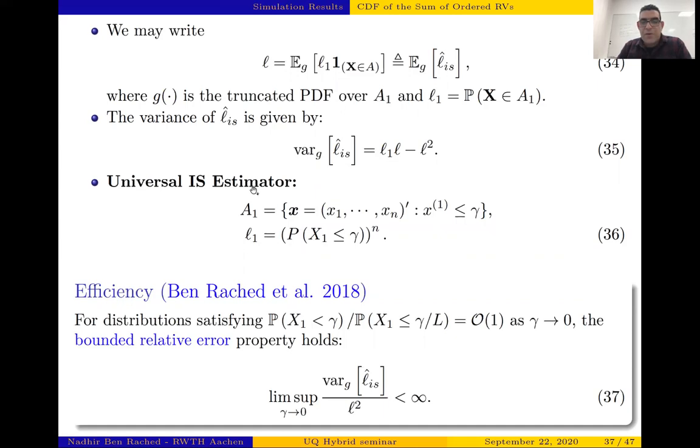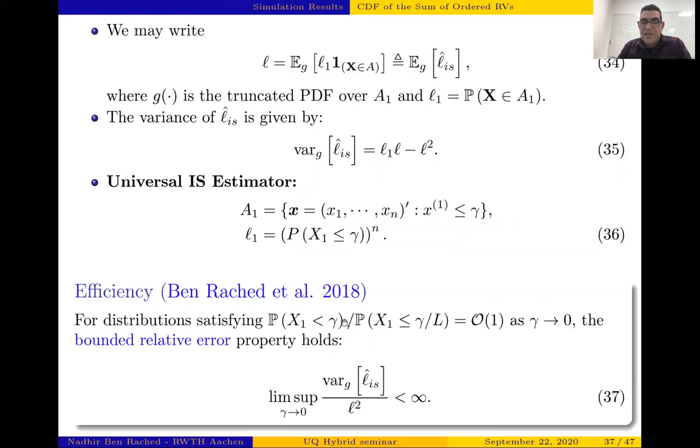So our choice of A1 is to consider the maximum. This X1 is the maximum among all other random variables. And L1 is given by the probability of X1 less than gamma, to the power n. And the efficiency of this estimator is proven in this paper.